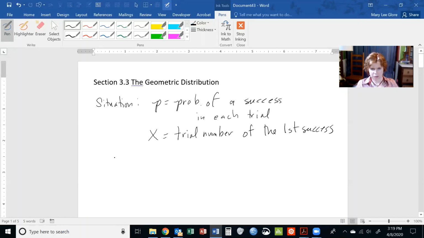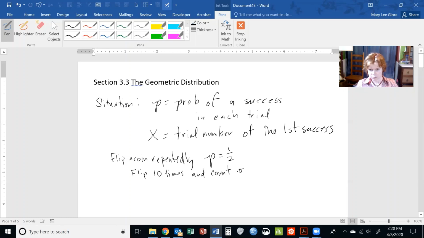If I flip a coin, then I do that over and over, repeatedly. P, probability of heads, is 1/2, or tails, whatever you want. All right, so P is 1/2. If I say, okay, flip 10 times and count the number of heads, that is a binomial distribution where N is 10 and P is 1/2.